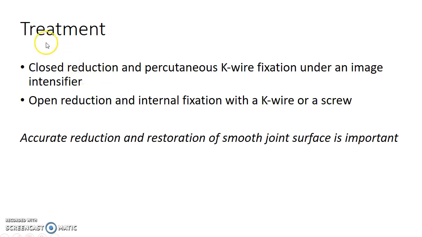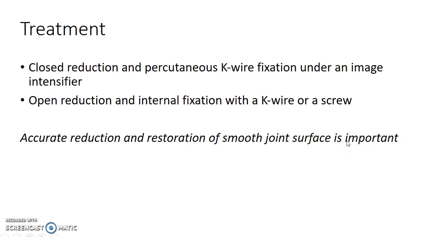How do you treat a case of Bennett's fracture? Closed reduction and percutaneous K-wire fixation under an image intensifier is the treatment of choice for Bennett's fracture. Open reduction and internal fixation with a K-wire or a screw may be necessary in some cases. Remember, accurate reduction and a restoration of smooth joint surface is important.